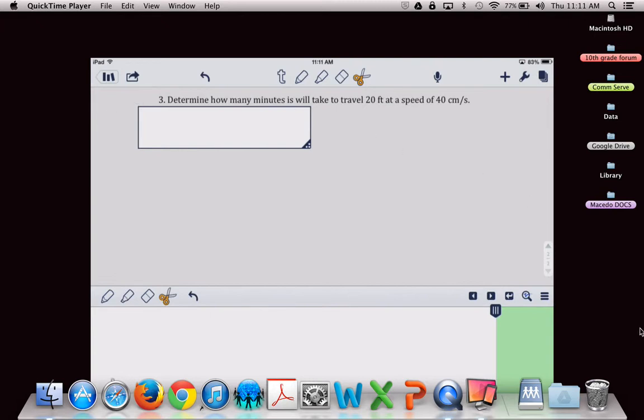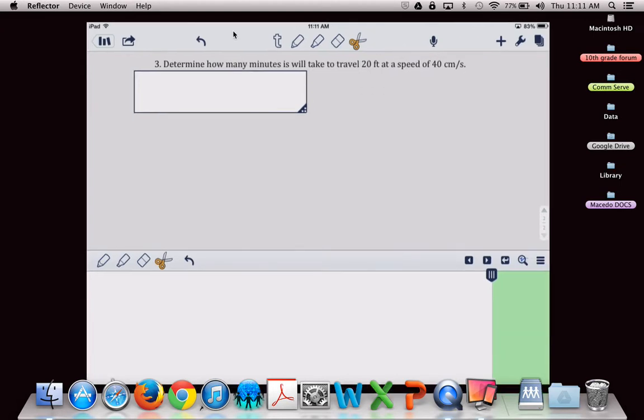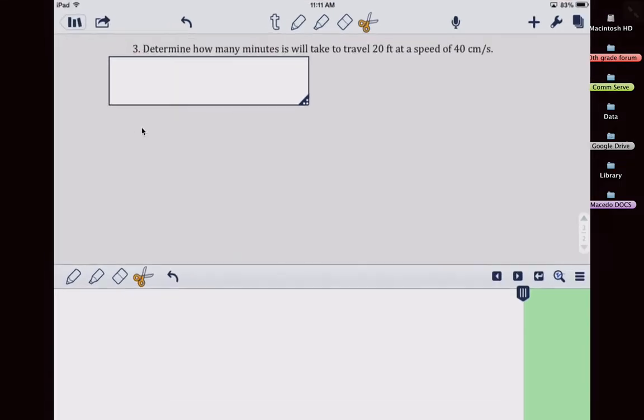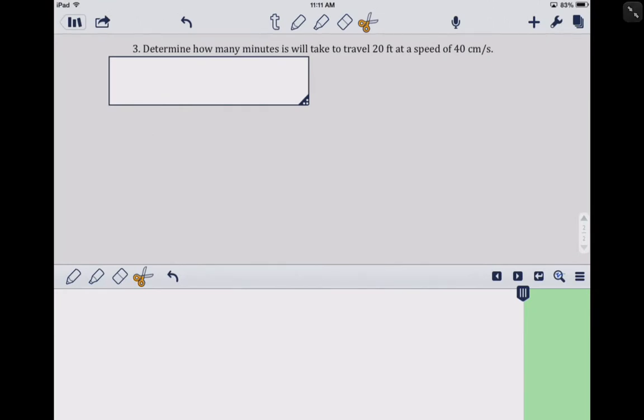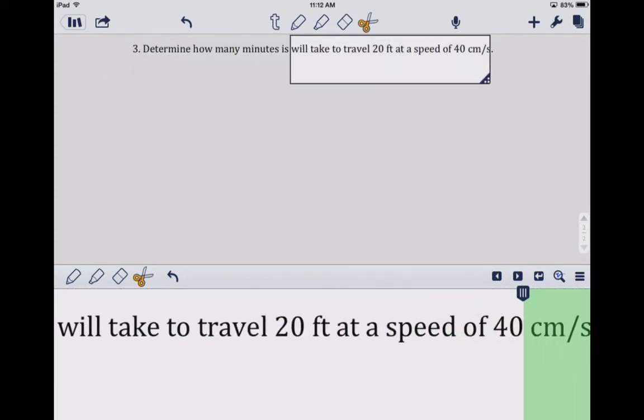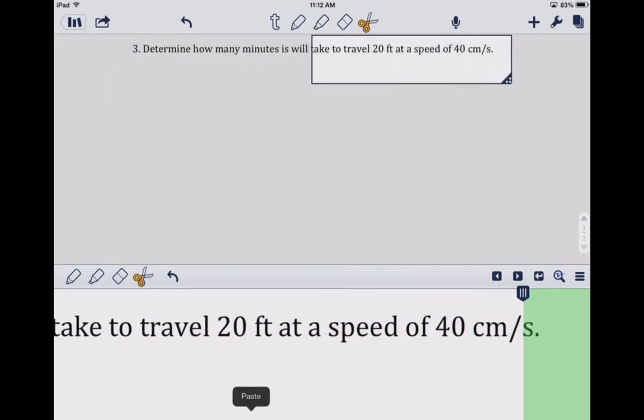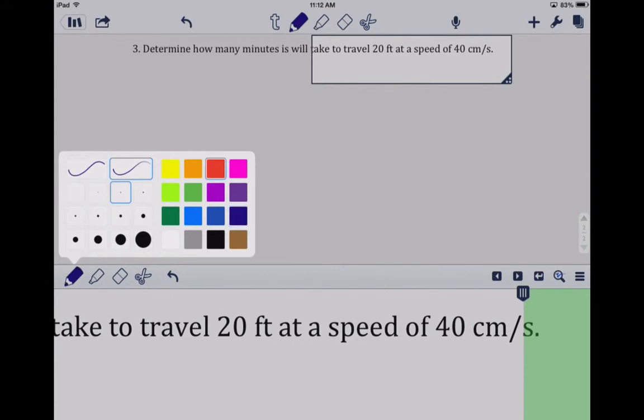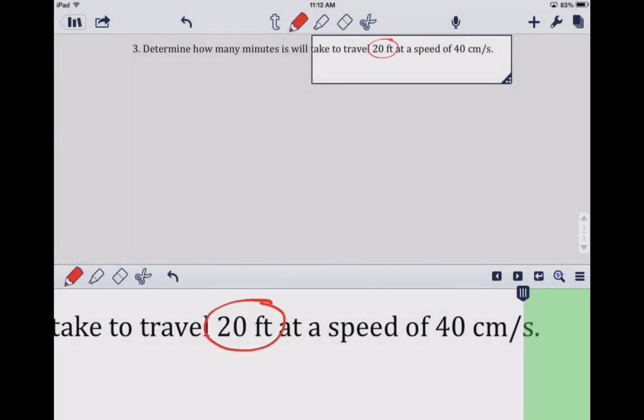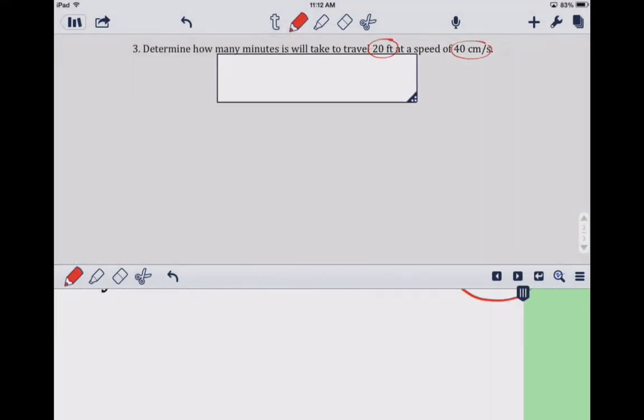So we have the third problem from the practicing with velocity and conversion worksheet. This one is an actual speed versus speed equals distance over time problem. So you're given the following information. Something has to go 20 feet and the speed at which it travels is 40 centimeters per second. So this is the information initially given.